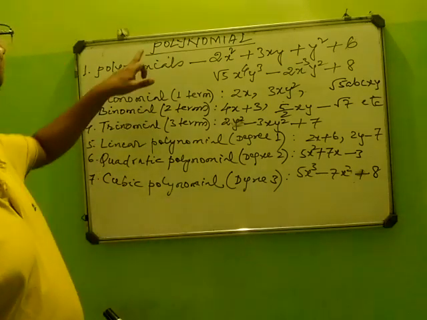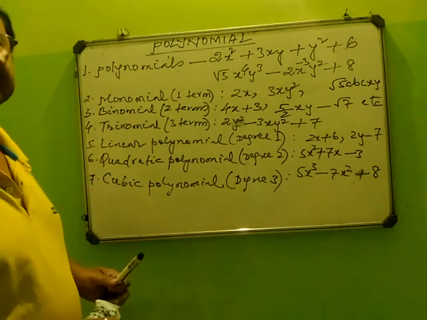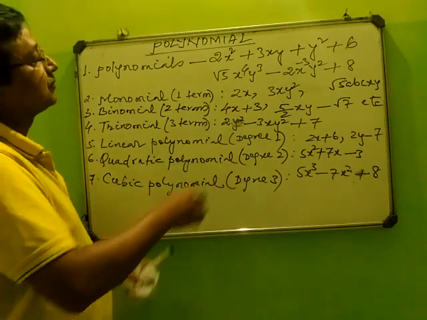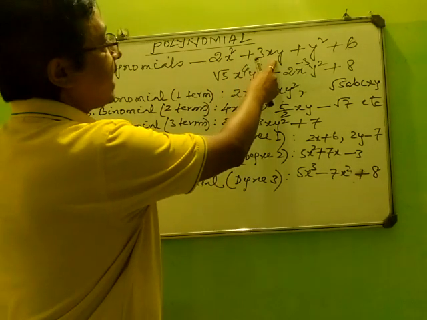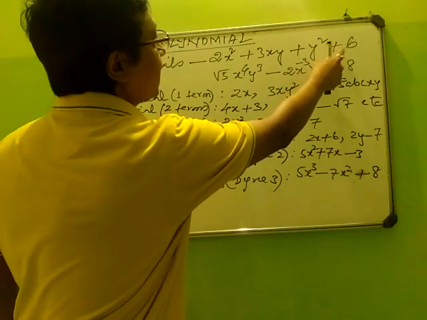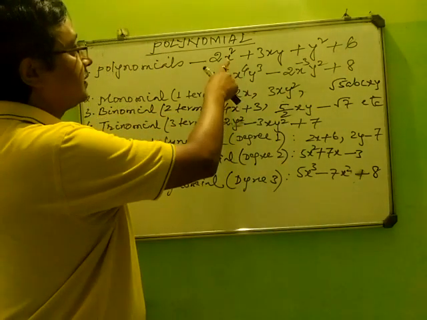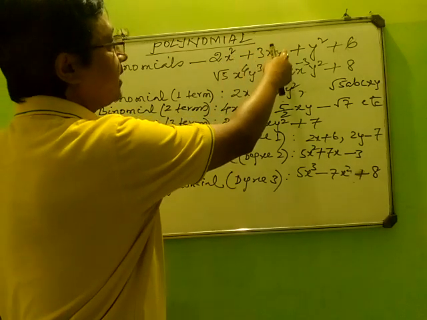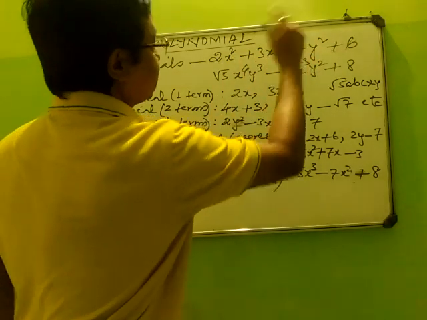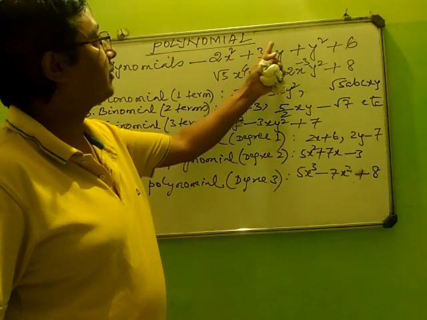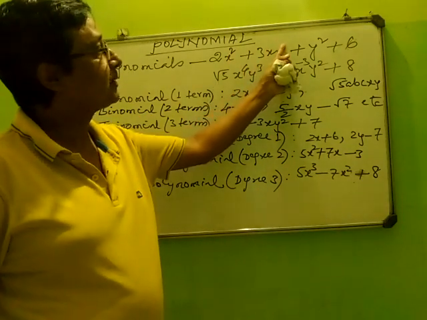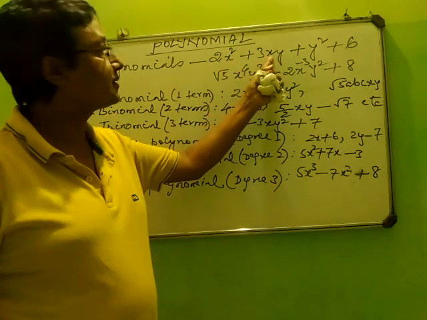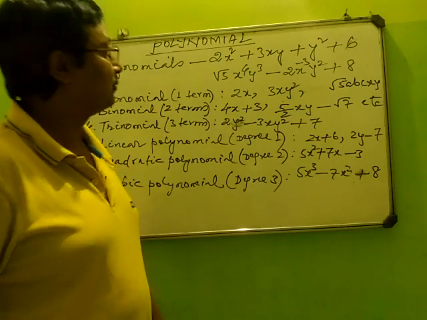So the chapter is polynomial. So let us discuss what is polynomial. Let us take some examples. 2x square plus 3xy plus y square plus 6. So here you see the power of x is 2, power of x is 1, y is 1, y square plus 6. So here all the powers are natural numbers. So that is why if all the powers of the variable are natural numbers, it will be called polynomial.